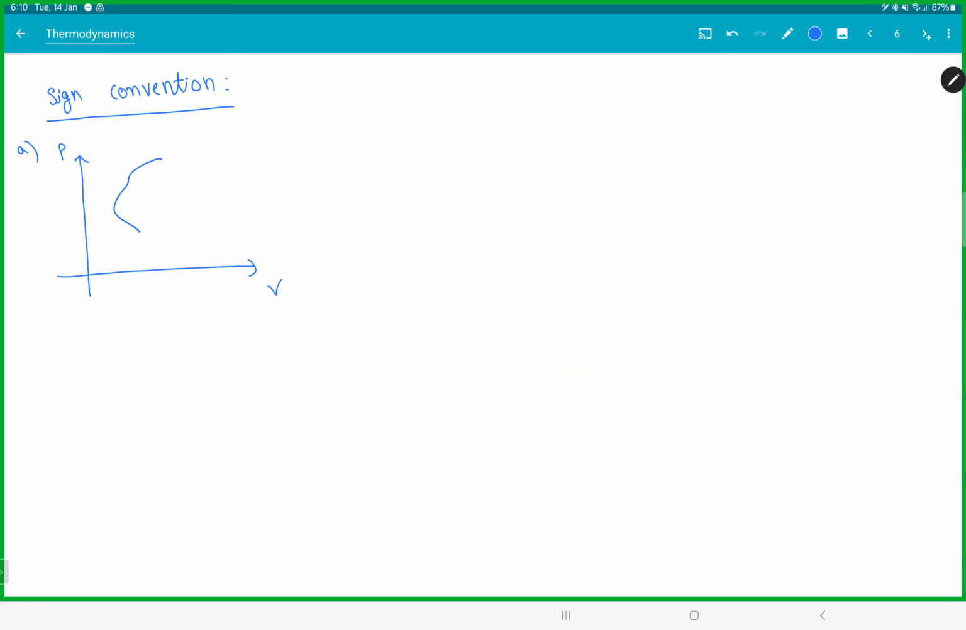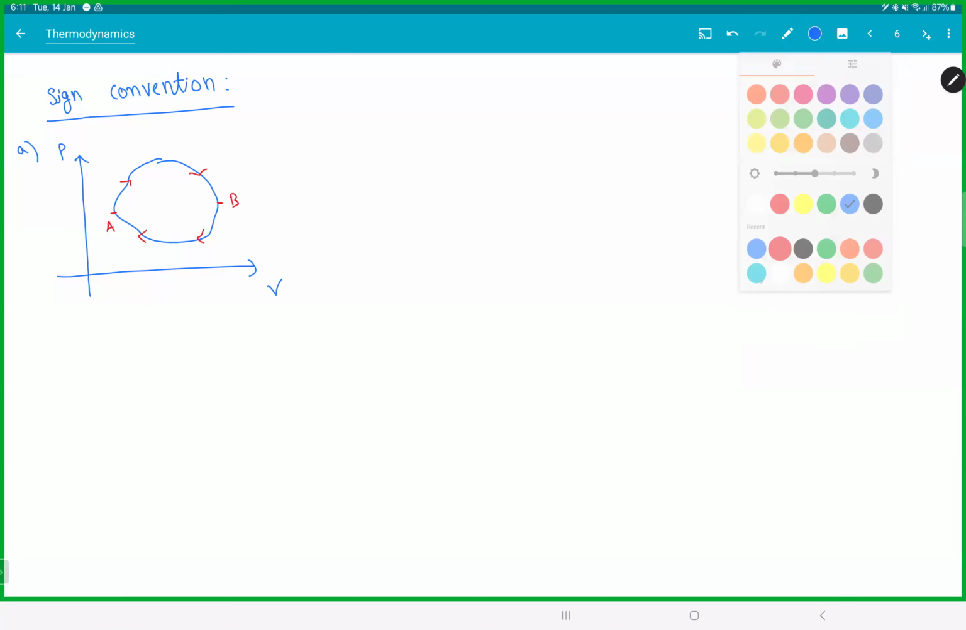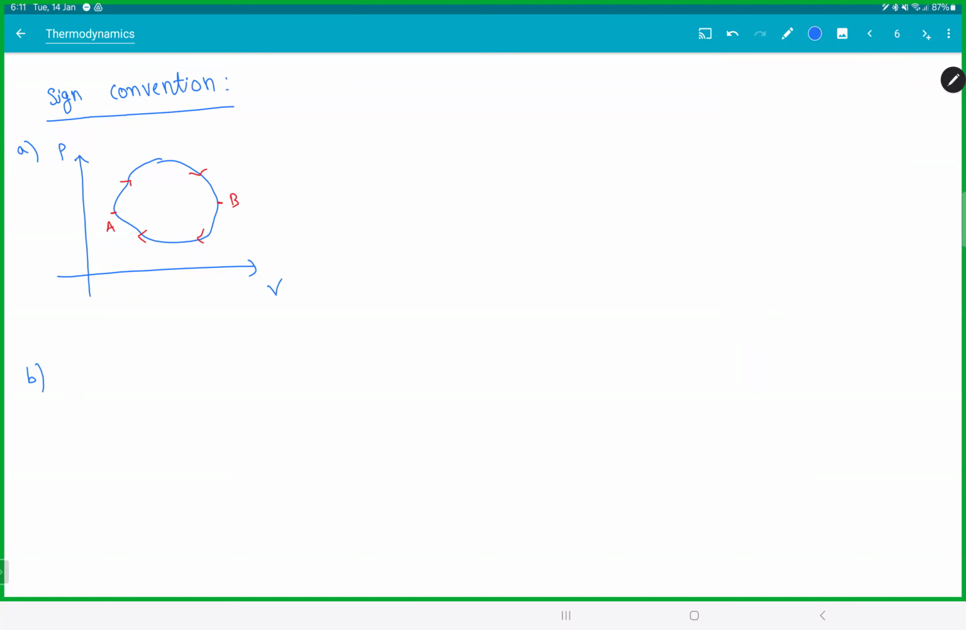So let's say we have a process like this. If you have arrows like this, clockwise, is this positive or negative work done? Work done is the area enclosed by the curve. Magnitude, I know. What about the direction? Is it positive or negative?